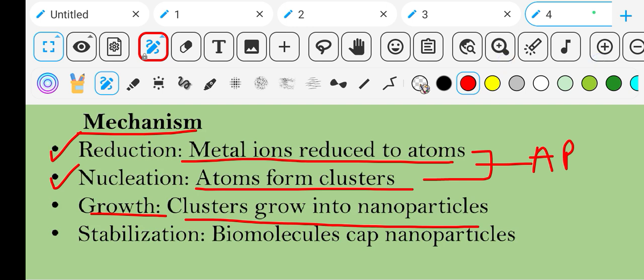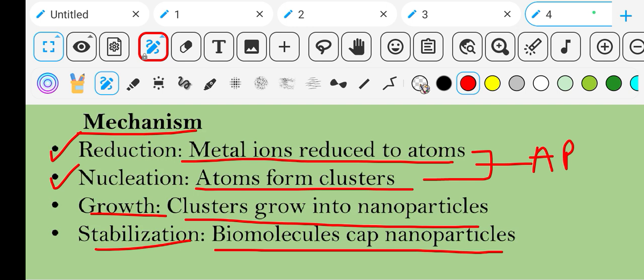Then after growth we have stabilization, in which biomolecules cap the nanoparticles. Basically this is your termination and capping phase. This phase halts the uncontrolled growth, meaning the aggregation of nanoparticles.